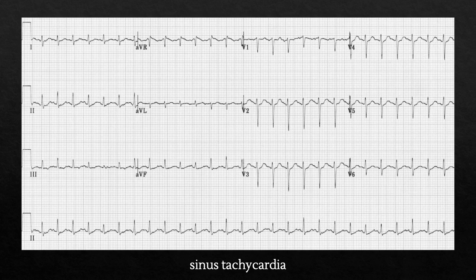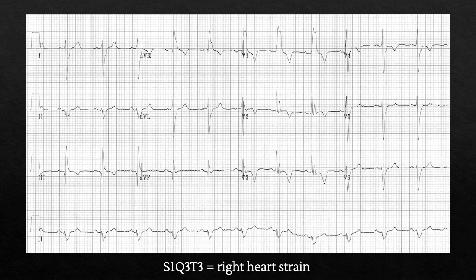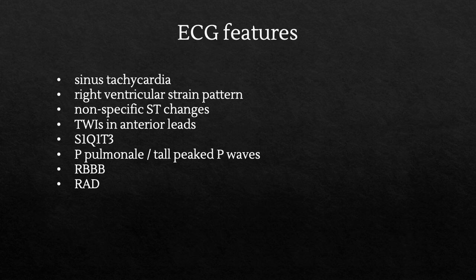You will do an ECG. ECG, most of the time, will only show you a sinus tachycardia. In very rare cases, you'll see the S1Q3T3, or other ECG findings would be non-specific ST changes or T-wave inversions, especially in the anterior leads, which is indicative of right ventricular strain caused by the pulmonary embolus, or you can also have P pulmonale and a right bundle branch block.